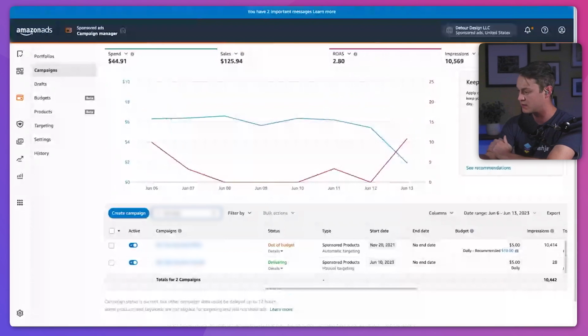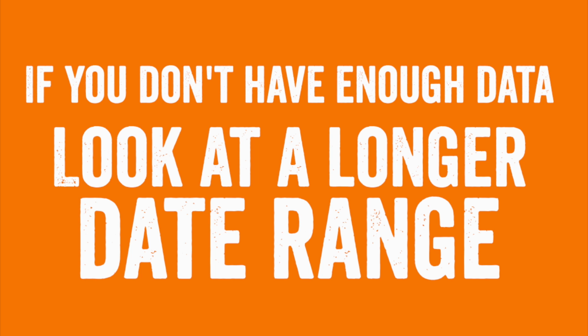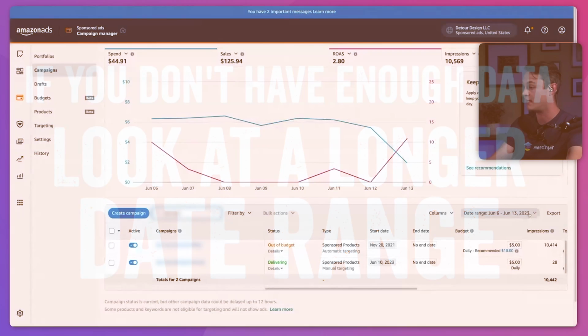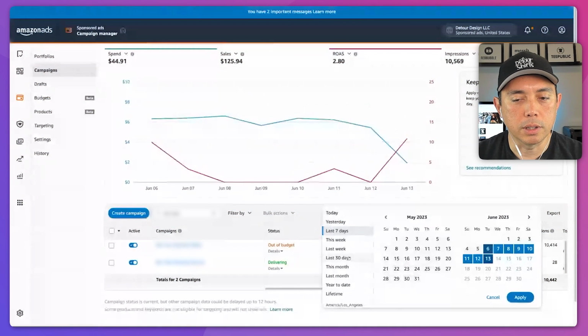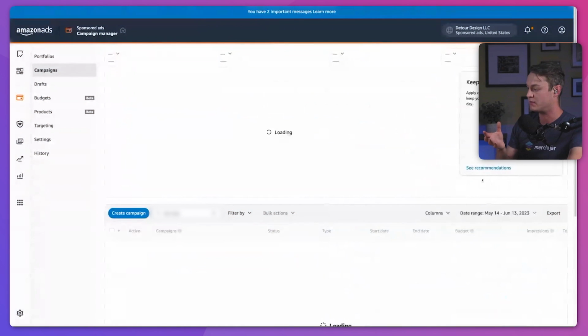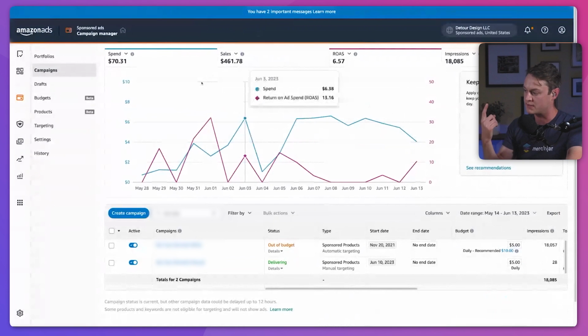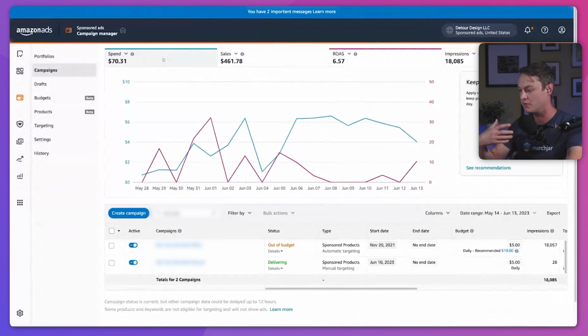I think this is a good call: if you don't have a lot of order data, we can look at a longer date range too. Instead of just the last week, we could look at the last 30 days, maybe have more orders. Because you do want the data points. You don't want just one order and make a bunch of decisions off that. We don't know if that order is a fluke. The more data we have, the more confident we can be in the decisions that we make.